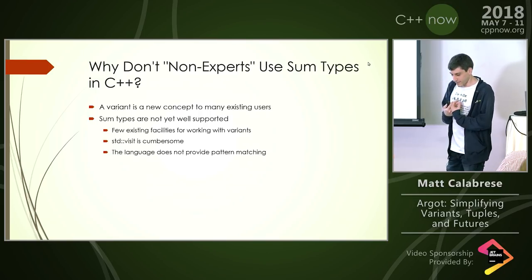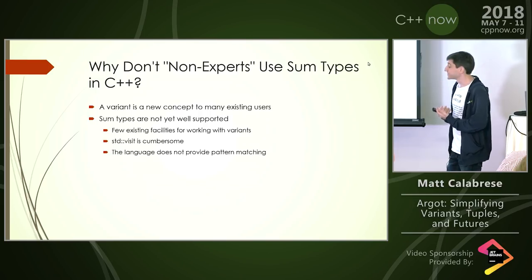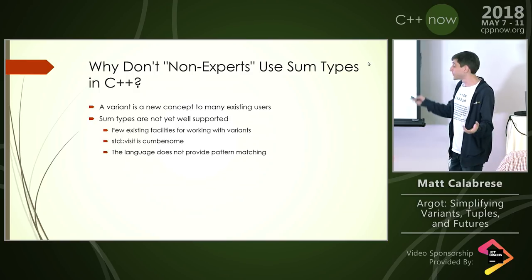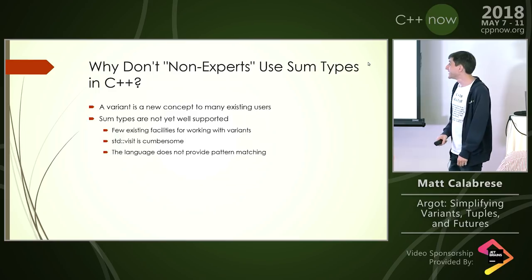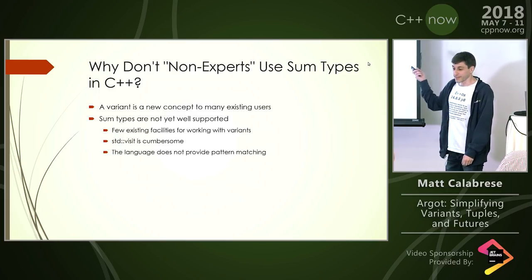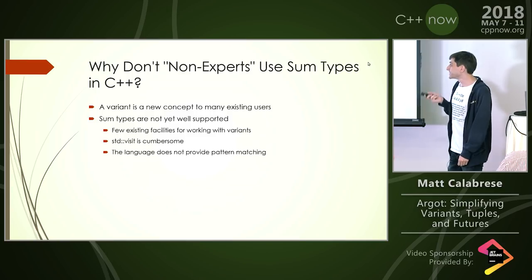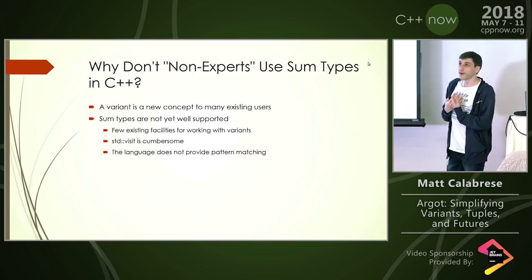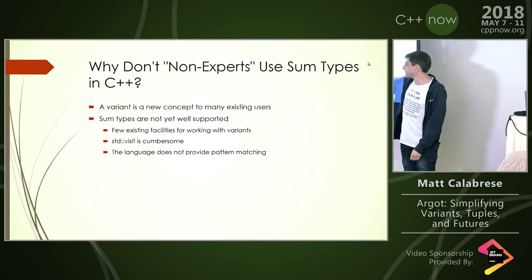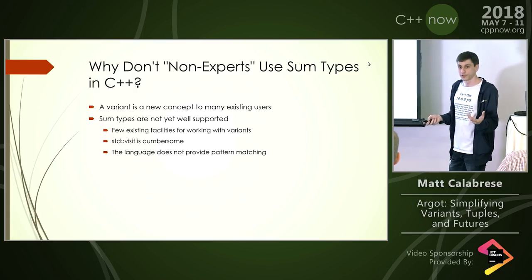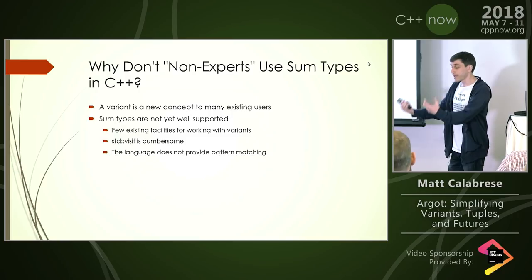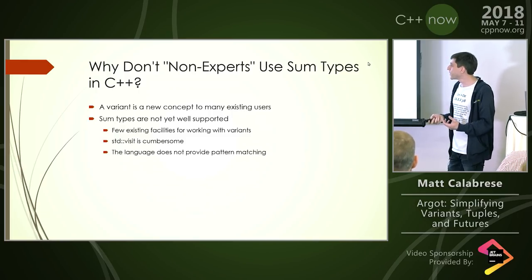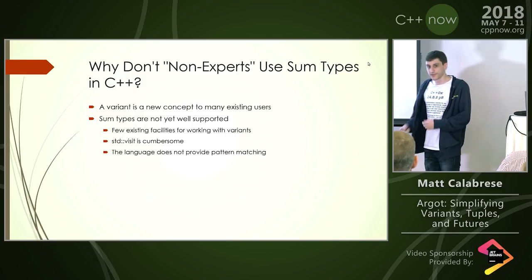So even though I very strongly believe that in the presence of sum types and type erasure, you should pretty much always use it instead of inheritance, I think there are some very practical reasons why experts and non-experts don't use them all the time in practice. To start with, variant is a very new concept to most people. In C++17, we added variant, but it has very few facilities for actually dealing with it. We include std::visit, which is a kind of cumbersome higher order function in order to extract out the currently active alternative inside of a variant. But we don't have language level facilities like pattern matching, which would make things so much easier.